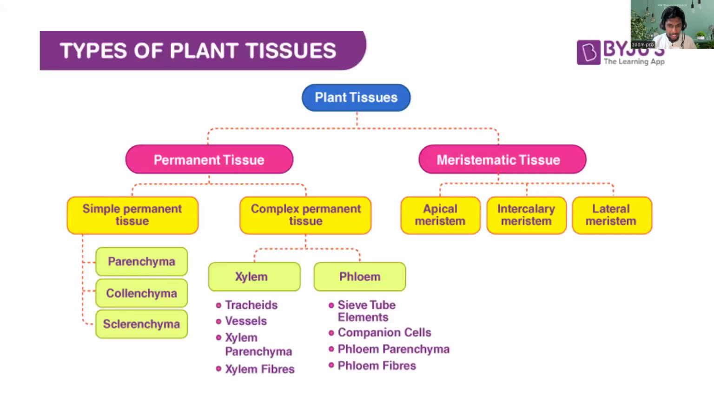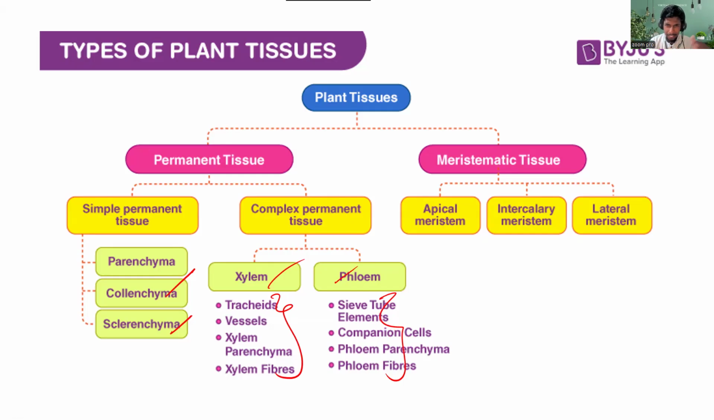Okay. So here, this is a summary regarding the plant tissue. Plant tissue can be divided into two, permanent and meristematic, and permanent tissue can be divided into simple permanent and complex permanent. Simple permanent can be divided into parenchyma, collenchyma, and sclerenchyma. And complex permanent tissue can be divided into two, xylem and phloem. The xylem tissue contains four types of cell, and the phloem tissue contains four types of cell. And the meristematic tissue can be divided into three: apical, intercalary, and lateral.